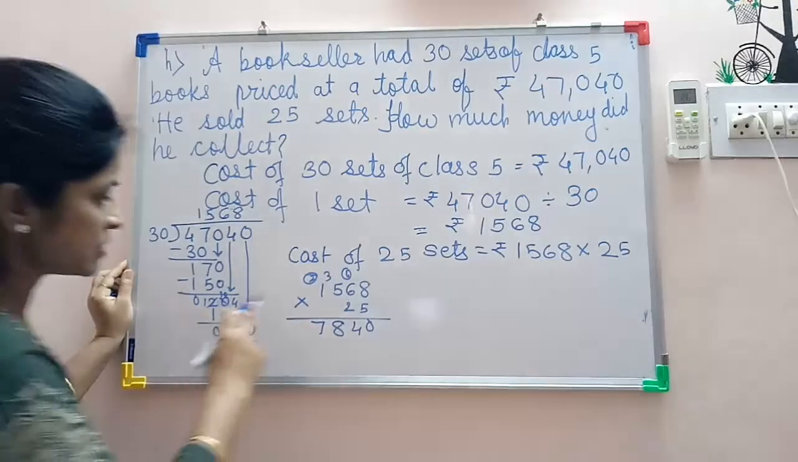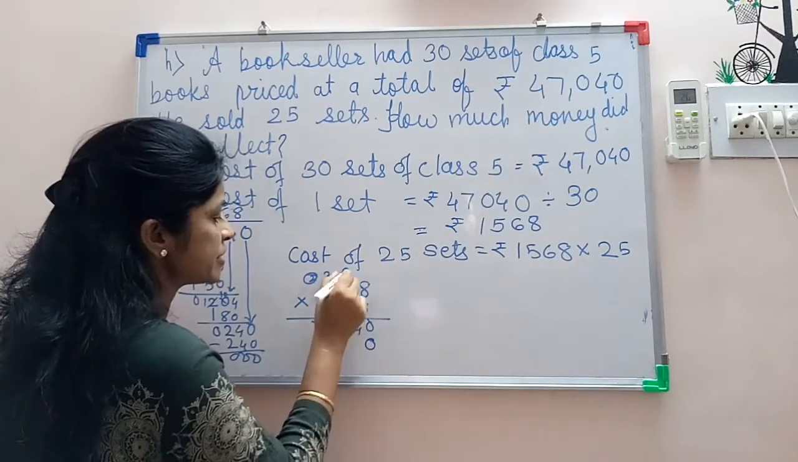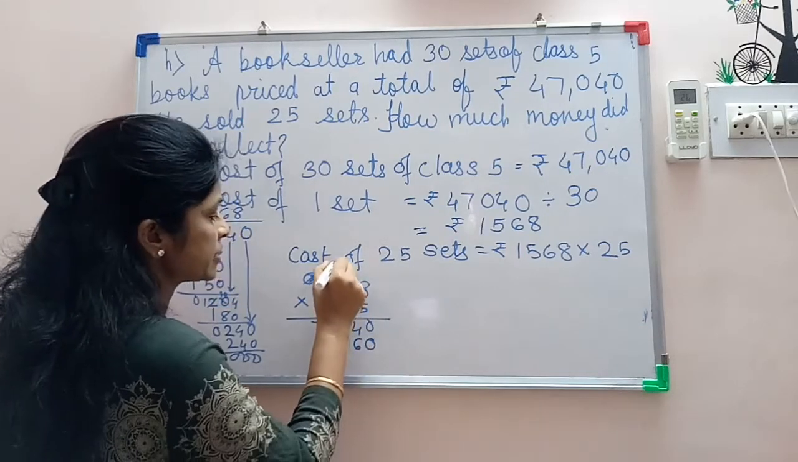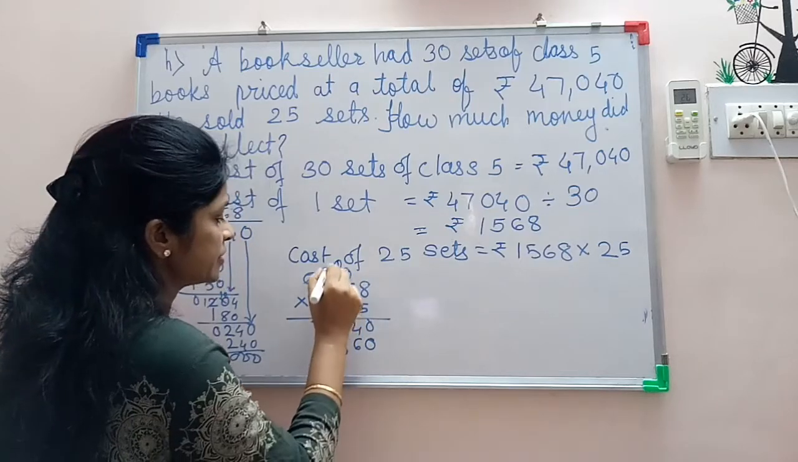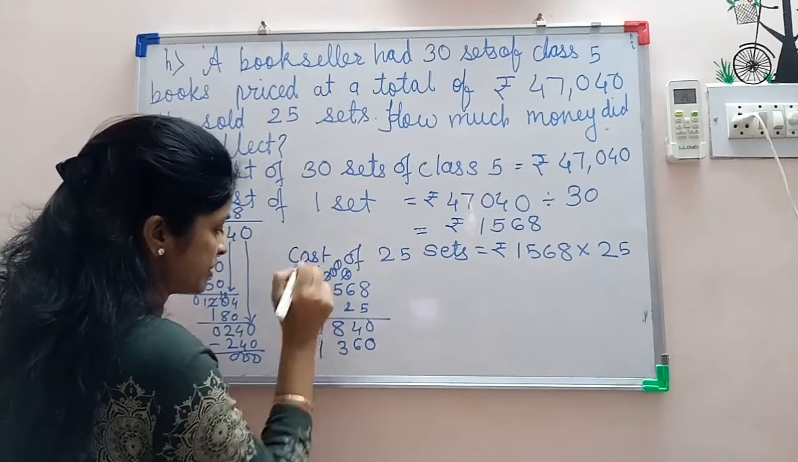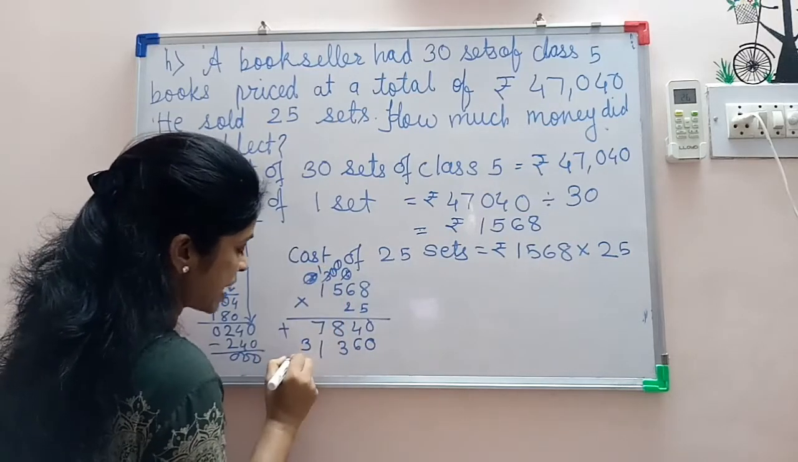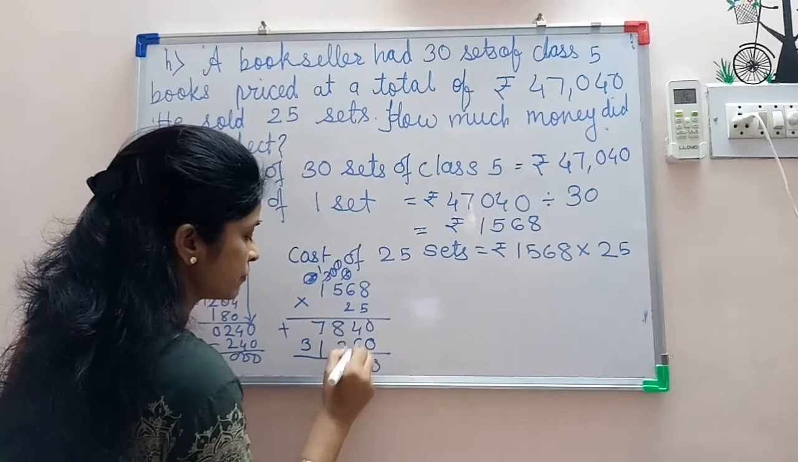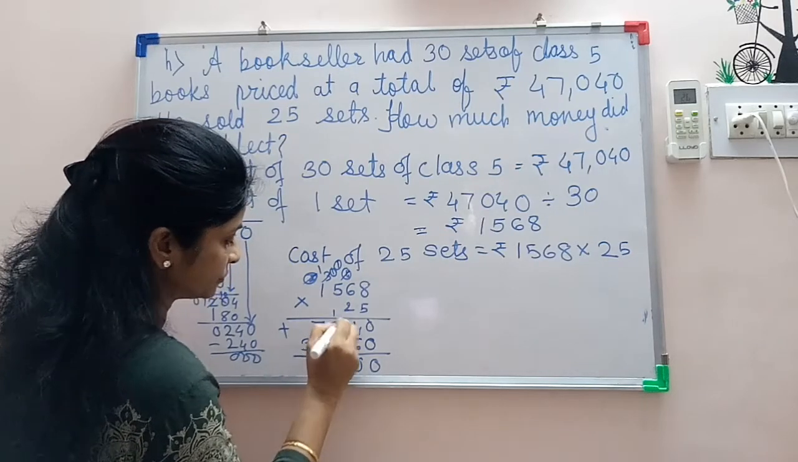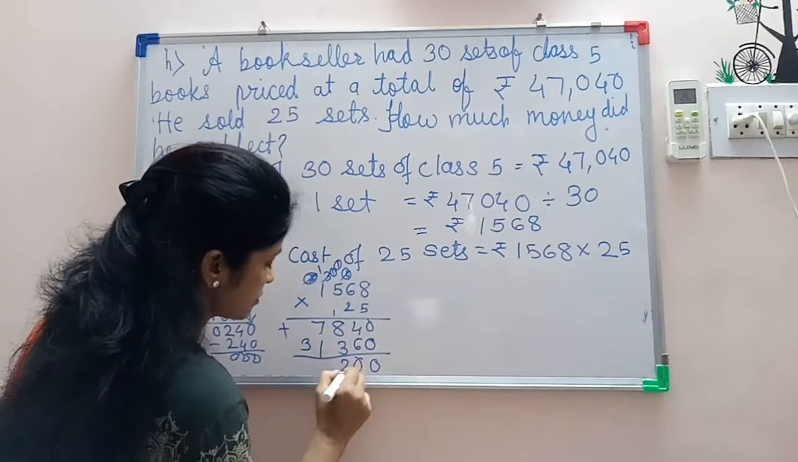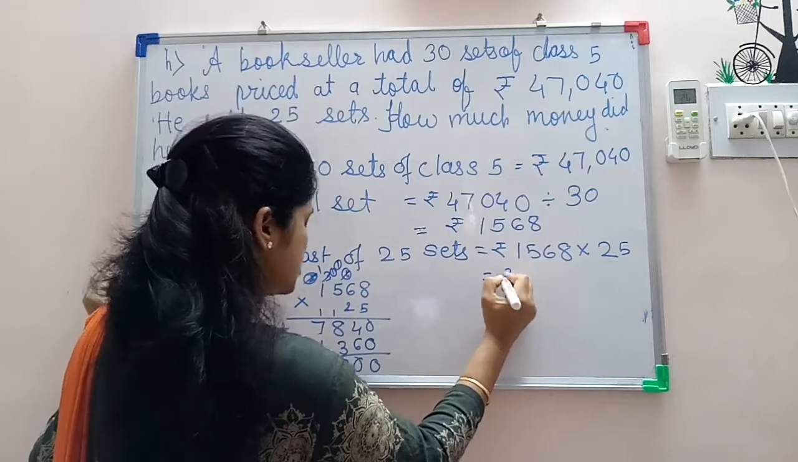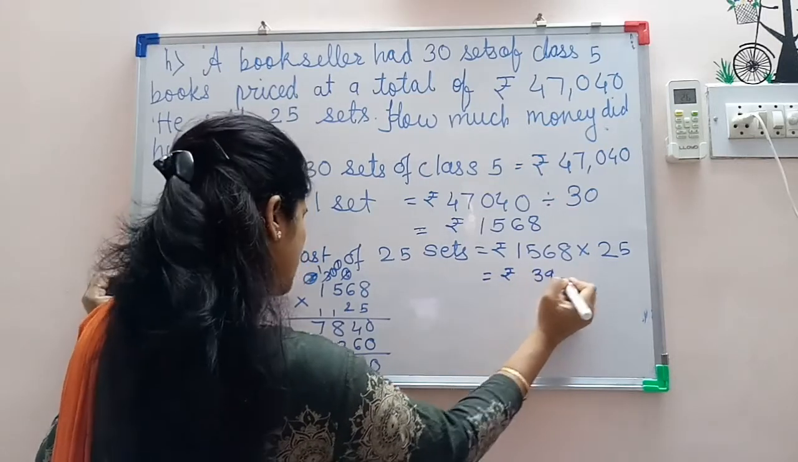Now we'll start multiplying with the 20. That means 0 will be here. 8 2s are 16, 1 carry. 2 6s are 12, 13, 1 carry. 2 5s are 10, 11, 1 carry. 2 and 1, 3. So we'll add it. 0. 4 plus 6 is 10, 1 carry. 8, 9, 10, 11, 12, 1 carry, 9 and 3. So we got here rupees 39,200.